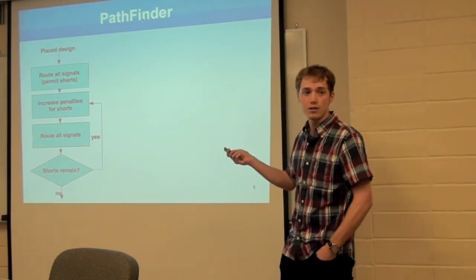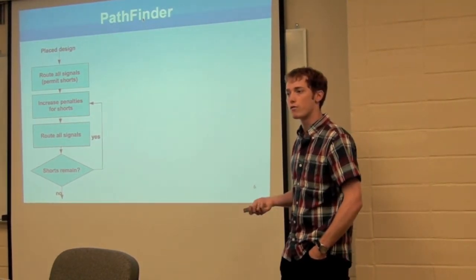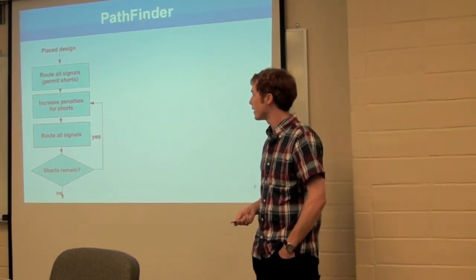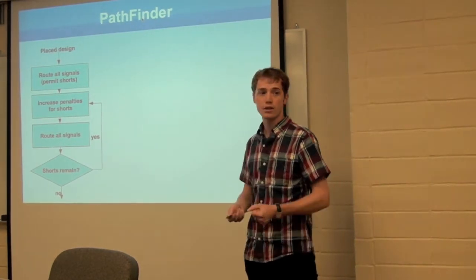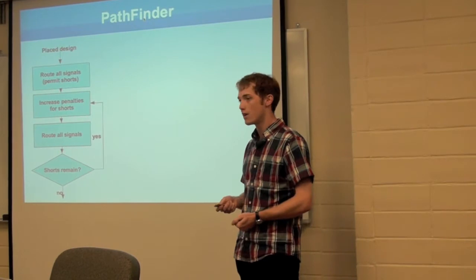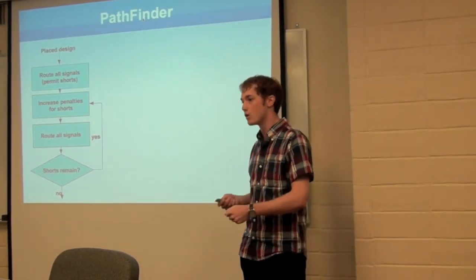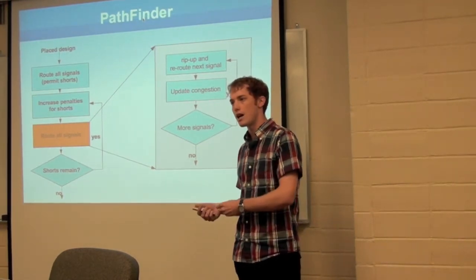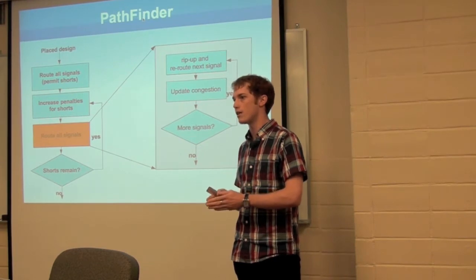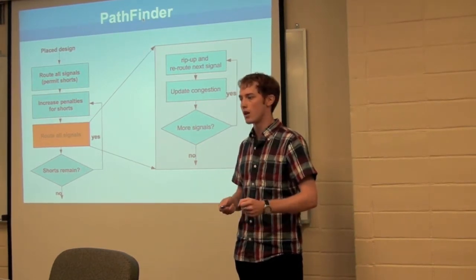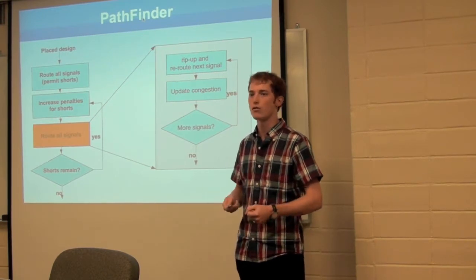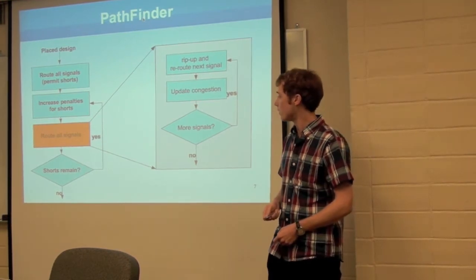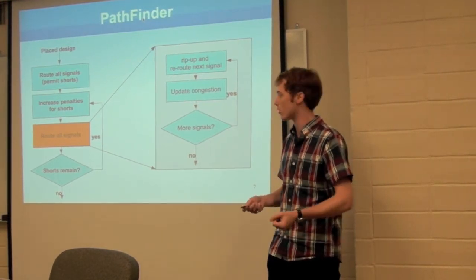It starts by routing all signals and permitting shorts, so there's no penalty for shorts in the first step. This is essentially to find the lowest cost path for each route. Then Pathfinder has a good idea of what the popular or overutilized routing resources are, and it increases the penalties for those. Then it starts to reroute the signals, ripping up and rerouting each individual signal with the updated congestion in mind. So these routes will tend to avoid the overutilized routing resources. And this keeps on going. Signals are ripped up and rerouted until there's no more congestion, so you have a legal routing, no shorts.